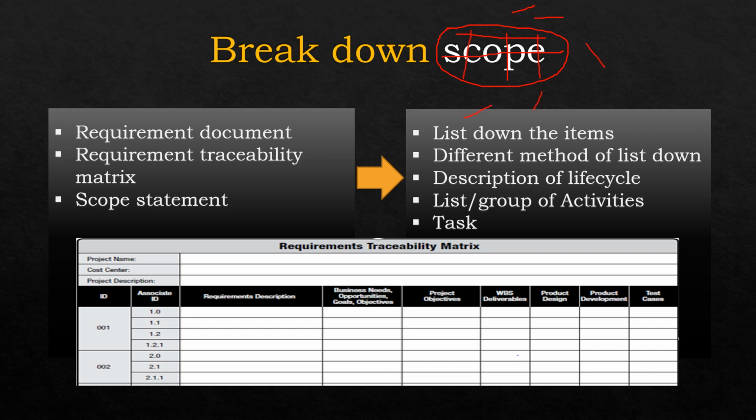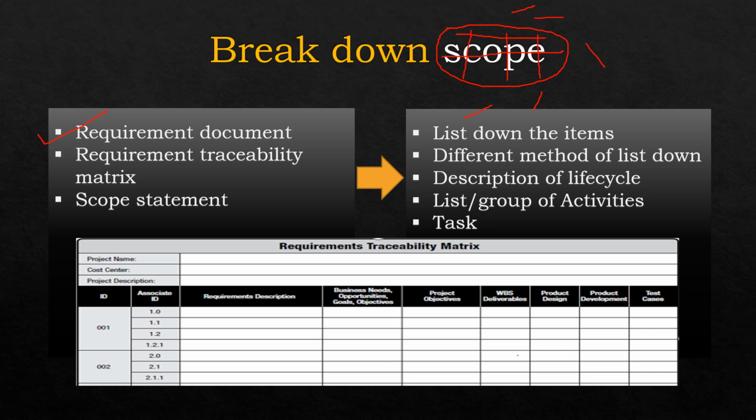We must have a few important sets of documents beforehand when we talk about scope breakdown. The first set of document is the requirement document. Requirement document will have various types of information such as requirement description, and the most important one is acceptance criteria. Acceptance criteria or success criteria defined by the client or customer, and without that the deliverables we have produced are not accepted by the client.